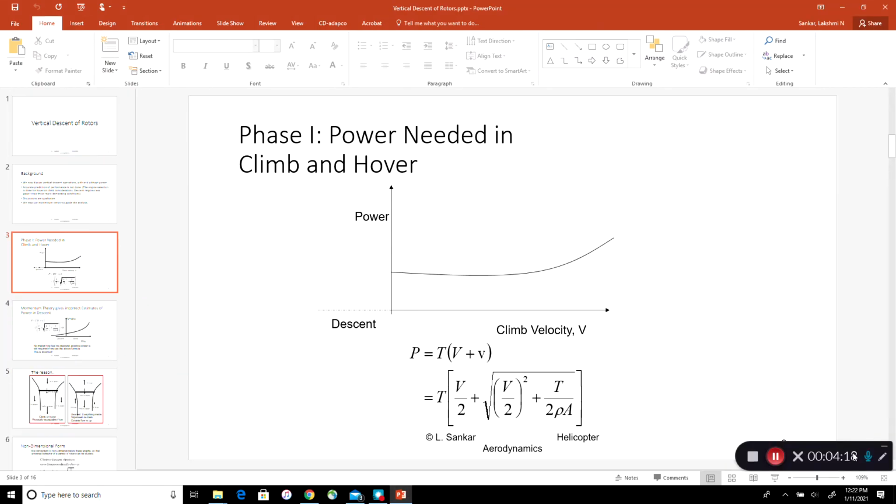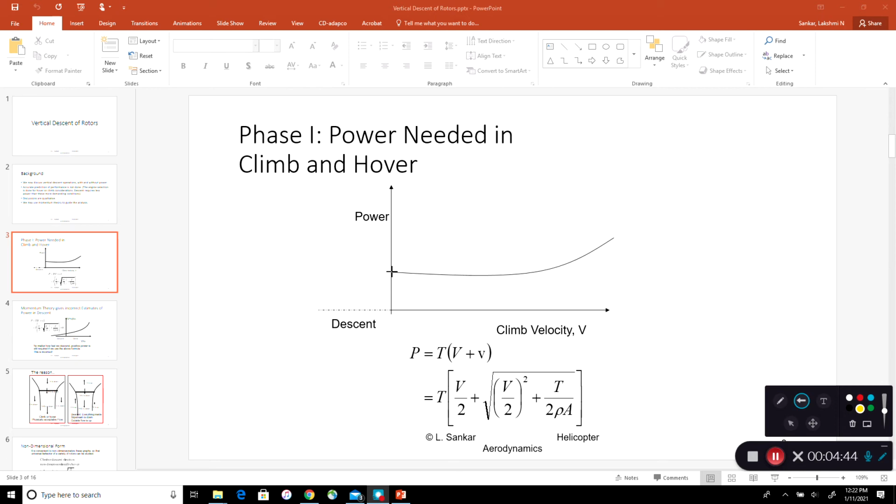So if you look at this particular thing, this slope will become a 45-degree slope. You can actually draw a straight line with a 45-degree slope. This curve will be tangent to that straight line, P equal to TV, at very, very high altitudes.